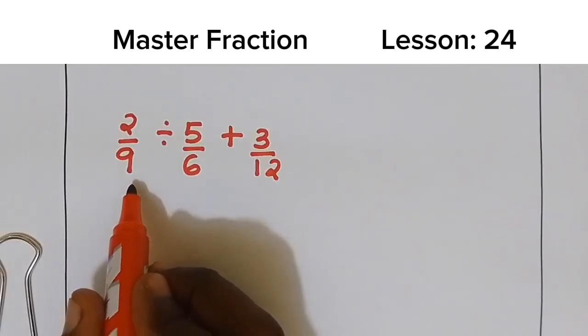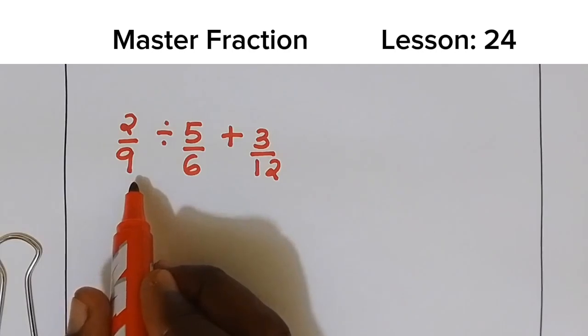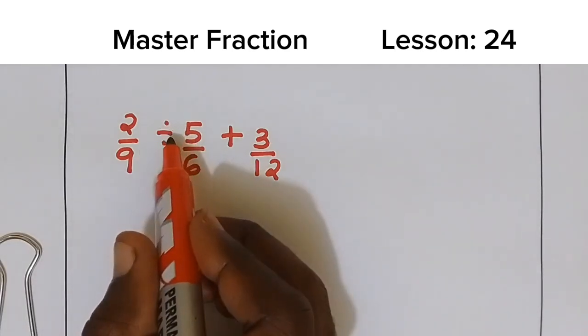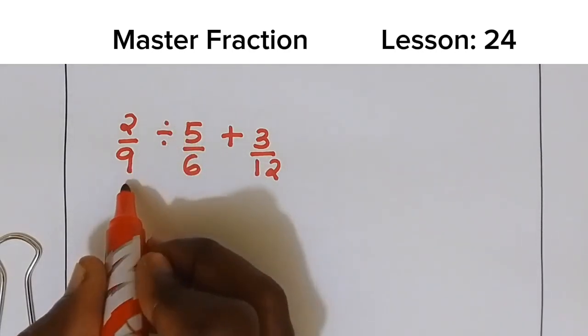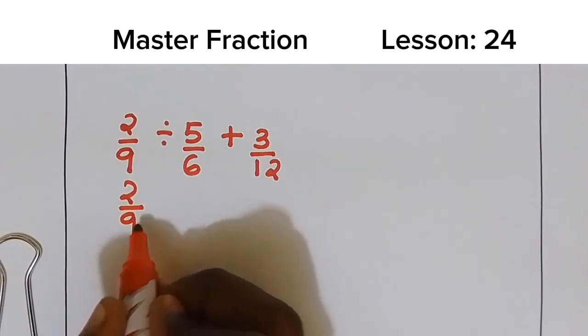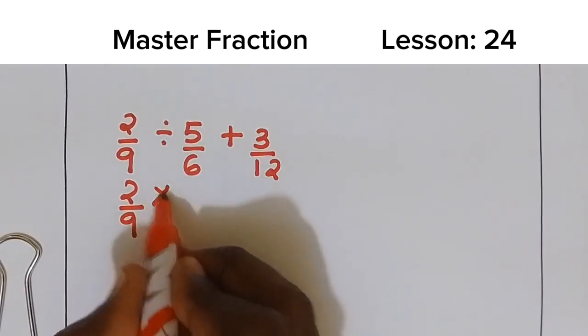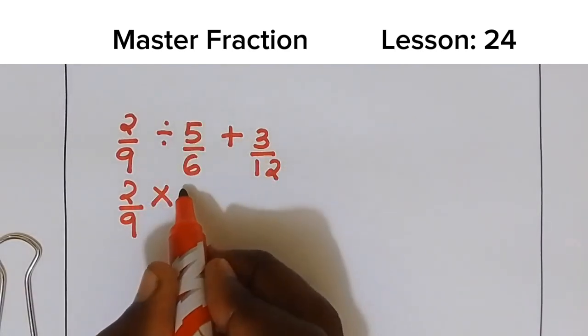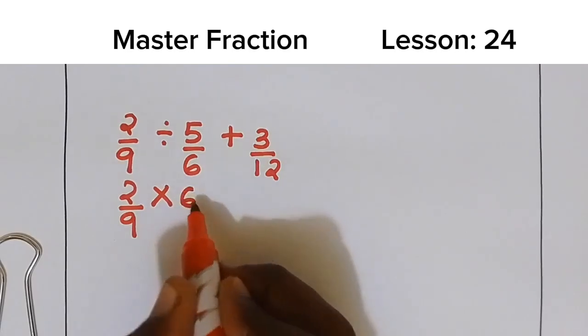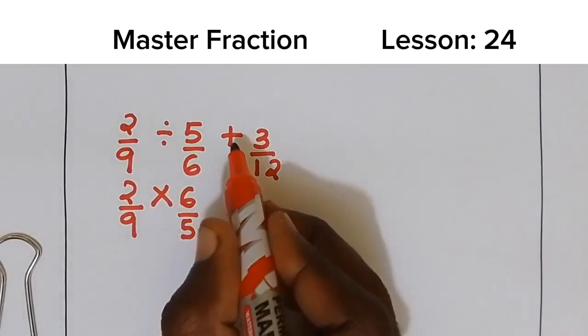Now, according to BODMAS, the next operation to deal with is division. So we are going to keep the first fraction, that is 2 over 9. We change the sign to multiplication, and then we are going to reciprocate 5 over 6. That is going to be 6 over 5. Then I'm going to drop the rest.